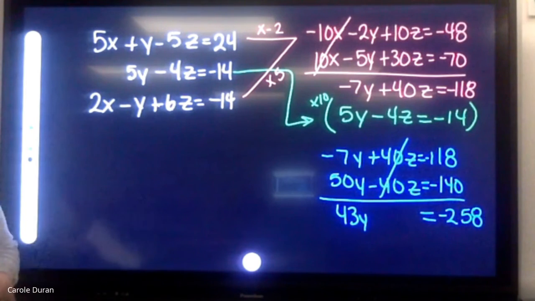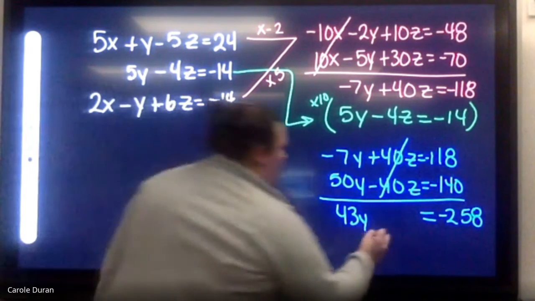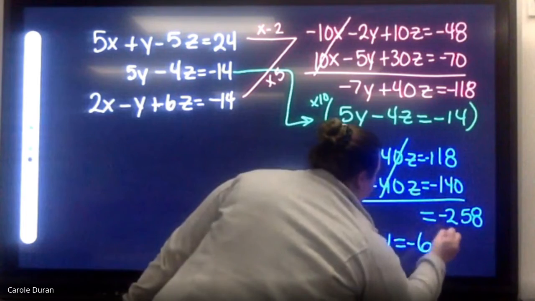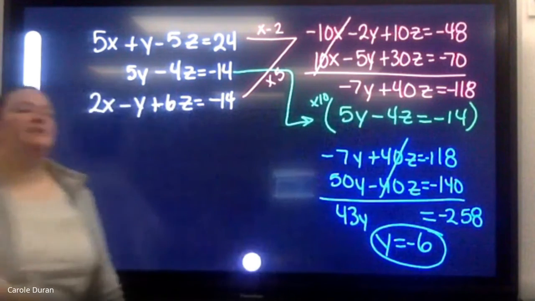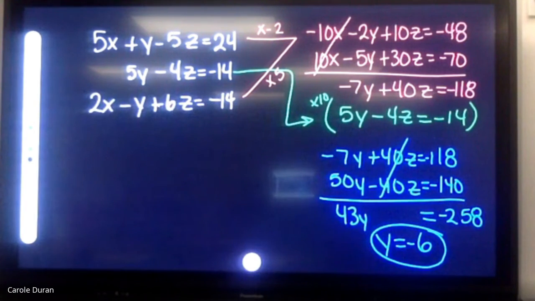And we get what? -6. That is one of my answers. I still have two more that I need to find. So what do you think I'm going to solve for next now that I know what y is, Ebony? You plug it into the second equation, 5y minus 4z equals -14. So I can solve for z, right? Okay. So let's do that.